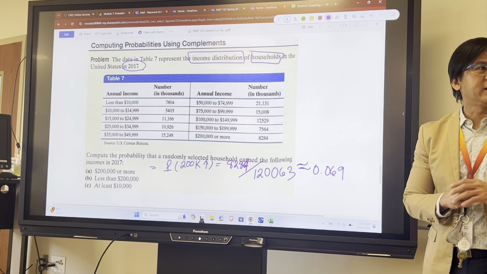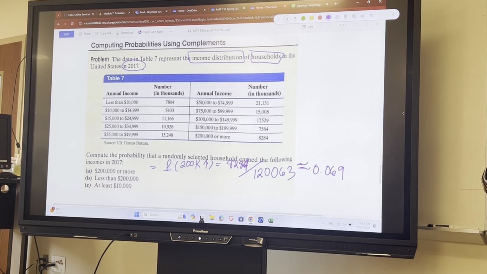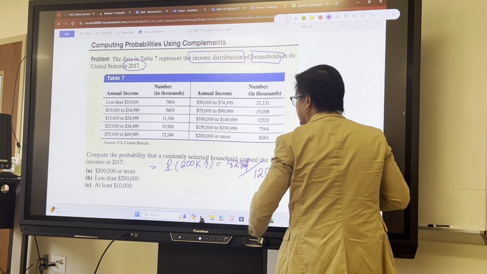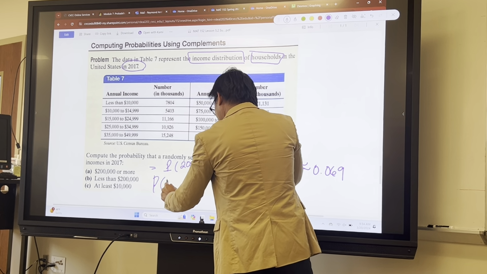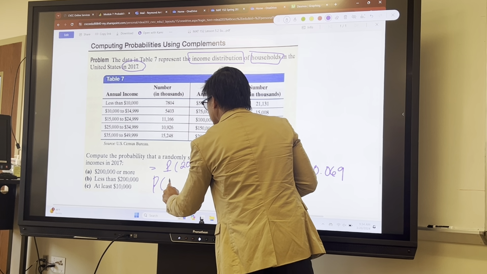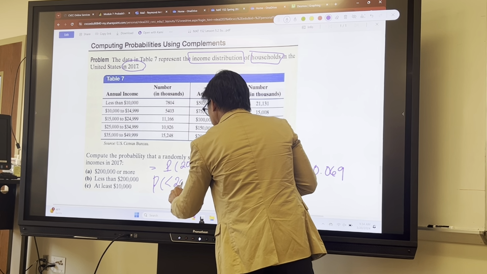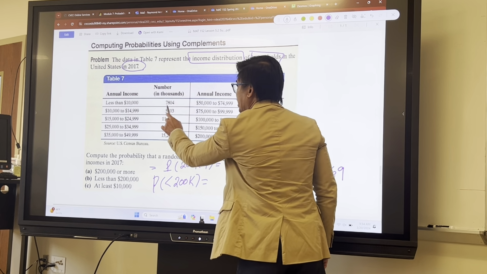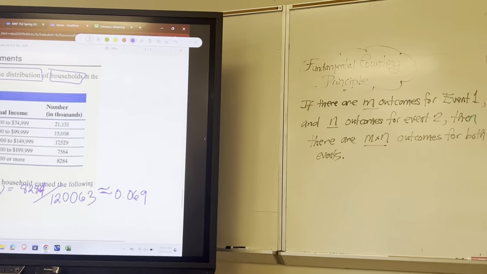Let's read letter B in here and see how we can work on that. Okay, JC, let's read letter B. Less than 200,000. So how do we do that one? Okay, so here it is. When you say less than 200,000, instead of seeing all of these in here, because these are all the less than 200,000, I can simply use the what? The complementary event.